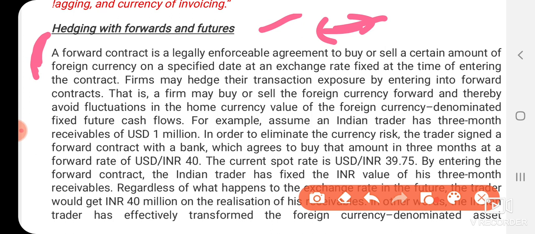It is a standardized contract. It means in futures contracts there will be standardized rules and regulations that we should definitely follow, but in forward contracts there is no such thing. Another thing, it is traded on stock exchanges only.